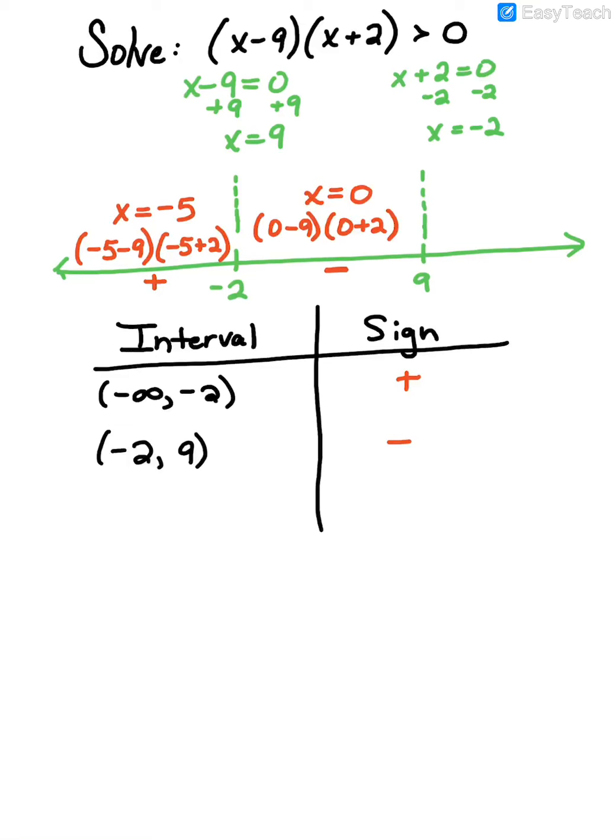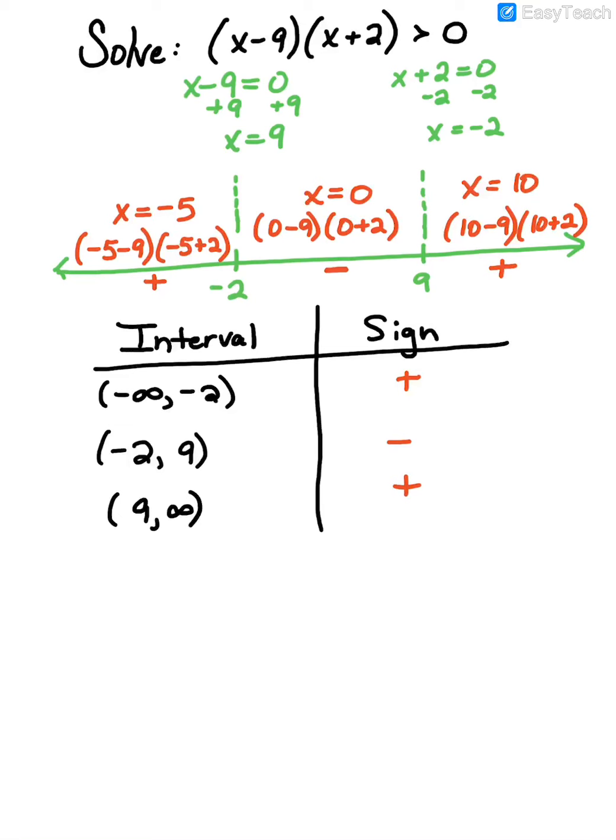And then finally, when I do the same thing on my last interval, which runs from 9 to +infinity, choose any test point that you want. I could choose something such as 10. When I plug that in, 10 minus 9 is positive. 10 plus 2 is positive. So a positive number times a positive number would be a positive number.